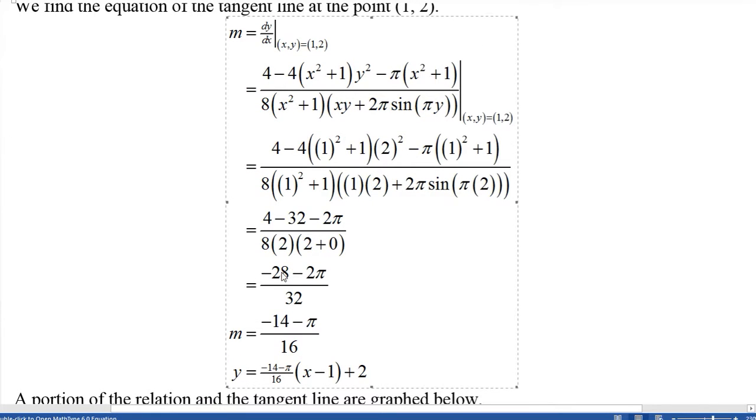And I can divide out top and bottom by 2 to reduce, or multiply top and bottom by half. 32 times a half is 16. A half of negative 28 is negative 14. A half of negative 2 pi is negative pi. And so there's our slope. One way to write it anyway.